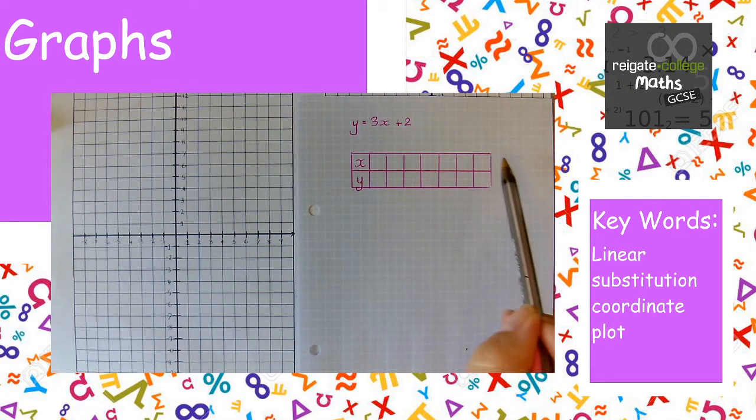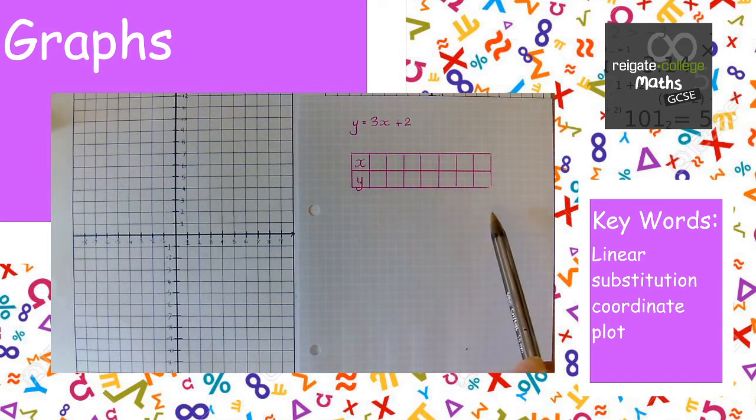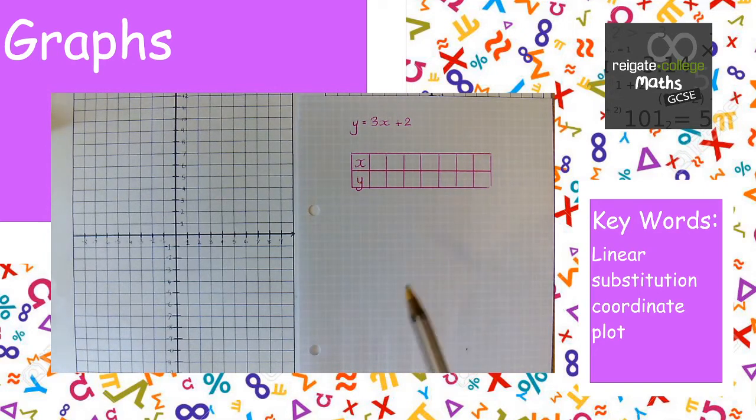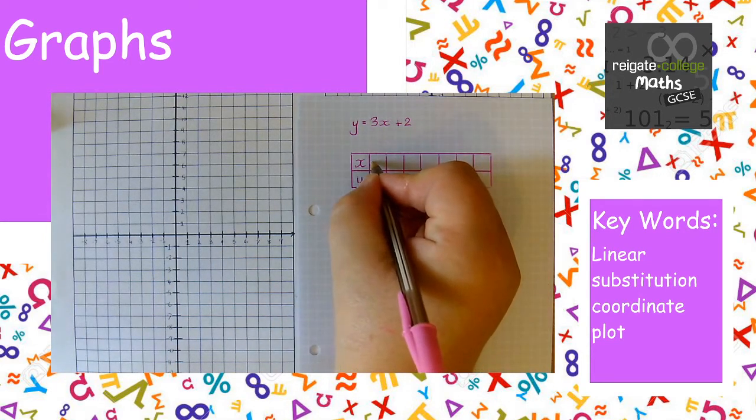As you can see, I've got a table here, and that's where I'm going to put the information that I calculate. My x values at the moment are blank, so I'm going to fill them in, and I choose to use the values from -3 up to +3 as a value for x.